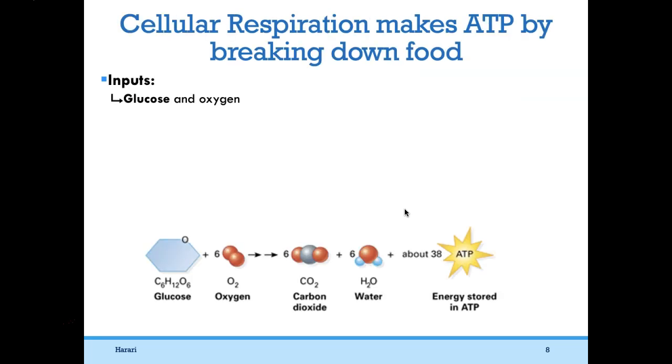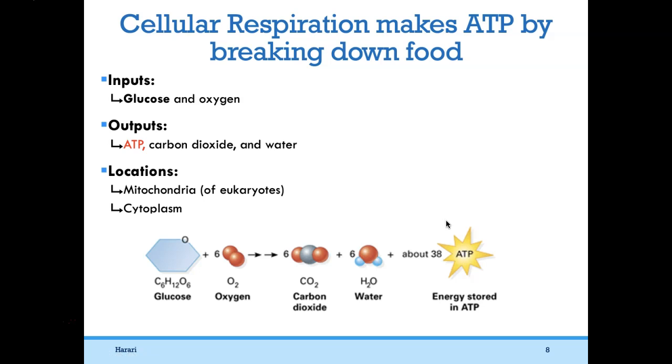Okay, so the inputs to cell respiration are glucose and oxygen. The outputs are ATP, CO2, and water. You must know these formulas. It's pretty easy to remember if you remember photosynthesis, because it's the reverse of photosynthesis. In photosynthesis, we said light energy plus water plus CO2 gives us oxygen and glucose. Now we're doing the opposite: glucose and oxygen give us energy in the form of ATP, CO2, and water.